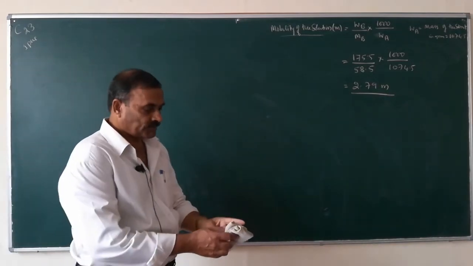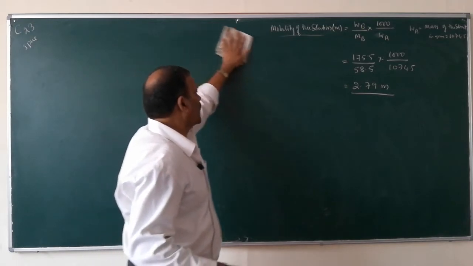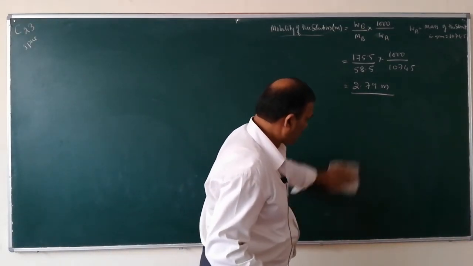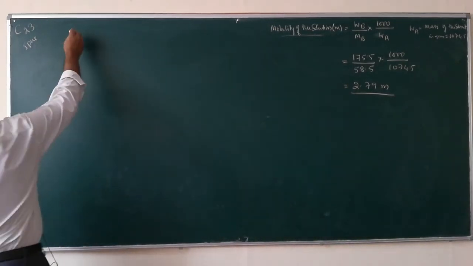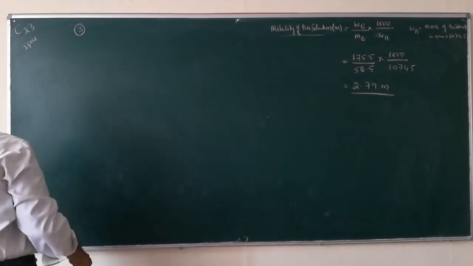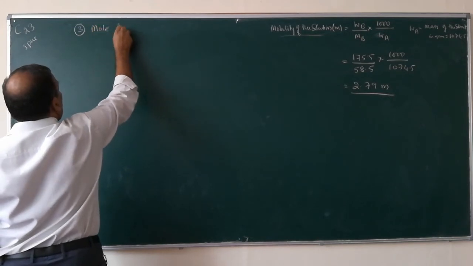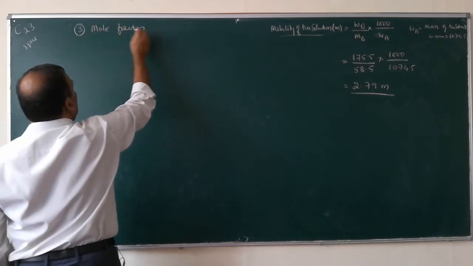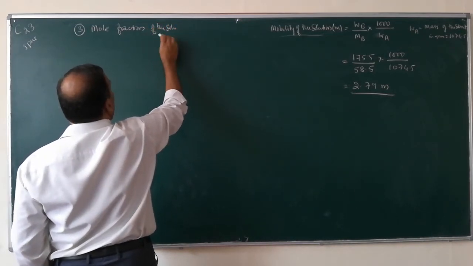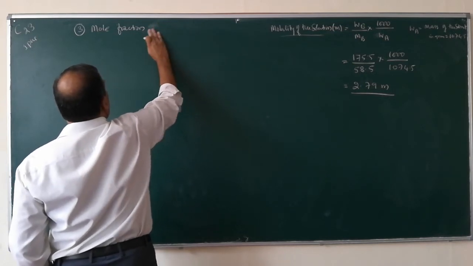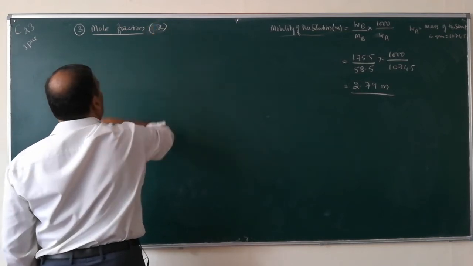So the next term to express the concentration of the solution is mole fraction. The third method of expressing concentration of the solution is mole fraction. Write down mole fraction in brackets. It is represented as X.